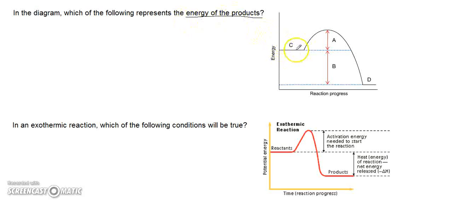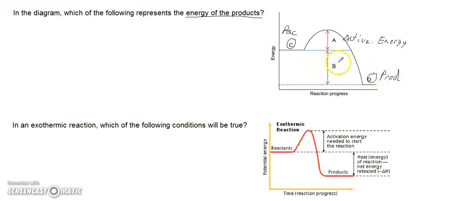And if you look at the graph below it, you can see where the products are. We start with the reactants at C, so this is the reactants. A, hopefully we know this increase here is the activation energy. I'm just going to put activation energy. B is the change in energy between the reactants, and then D is the products.